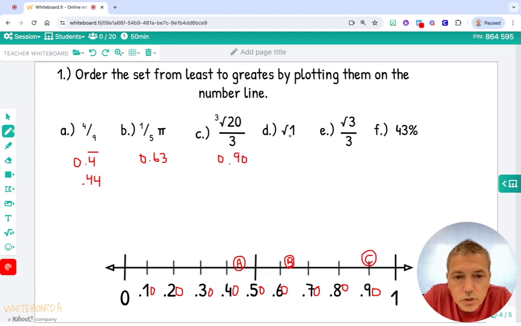The square root of 1. Well, the square root of 1 is 1. The square root of 1 is 1. And 1 is going to be right here on 1.